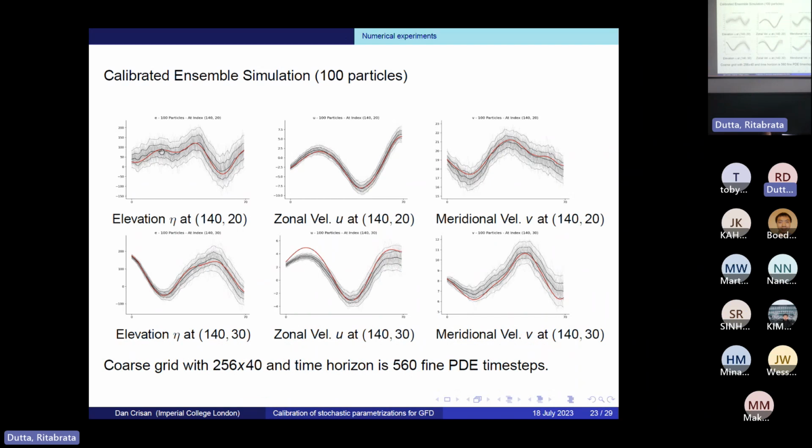Now, what I'm showing you here is we've done the calibration, and now we compute independent realizations of the SPD. What you see in the middle, we took two points on the coarse grid, and we identified these points on the refined grid, and we looked at the realization of the PDE, and then we compared the realization of the PDE with realizations of this SPD. So this is for the elevation, this is for the zonal velocity, and this is for the meridional velocity.